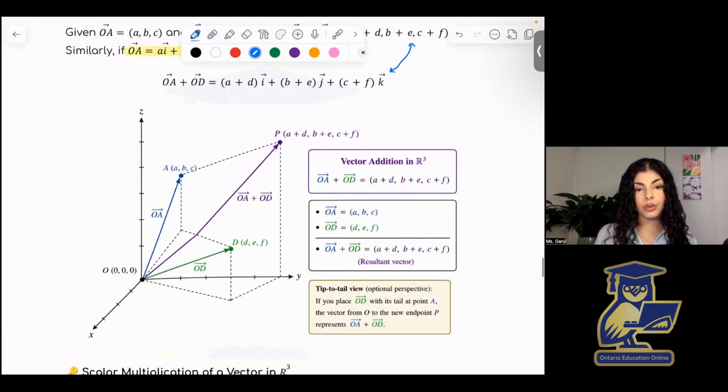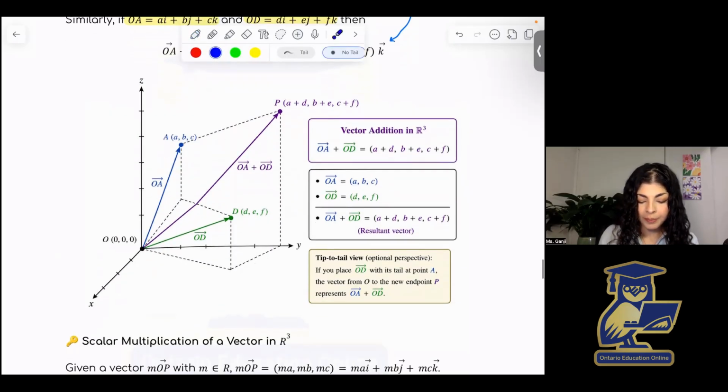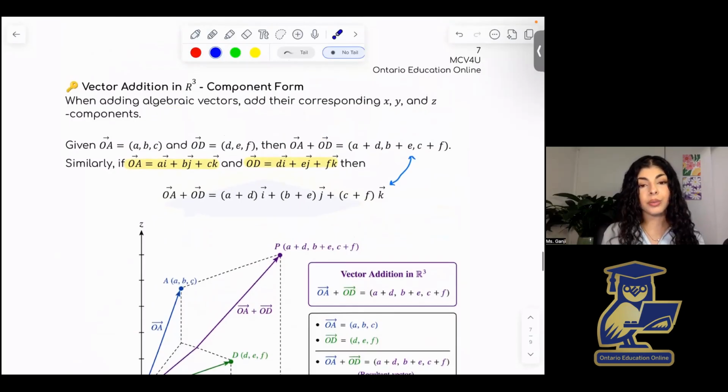And here I've shown you a little bit visually, but if we have OA, which is (a, b, c), and then we have OD, which is (d, e, f), then the resultant will be (a plus d, b plus e, c plus f). It is a little bit harder to visualize in 3D space, but that's why algebraic vectors are really helpful, because we don't necessarily have to be drawing those vectors. We just work with their components and add them together.